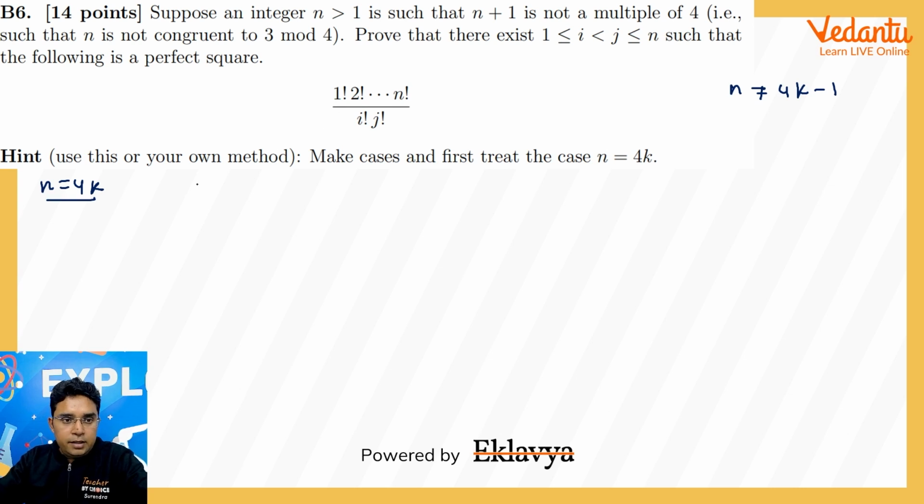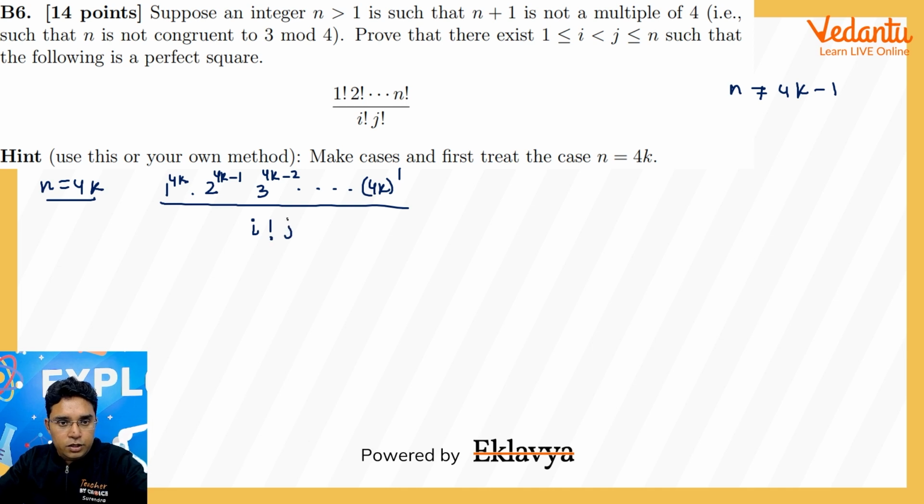Okay, then this expression you can understand very easily that 1 will be appearing in all these factorials. So 1 will be 4k times. Then 2 will be appearing one less number of times, because it will not be there in one factorial, but it will be there in all other factorials. Then 3 power 4k minus 2 and so on. And this last number n, that is 4k here, that will be having power 1 here upon i factorial and j factorial.